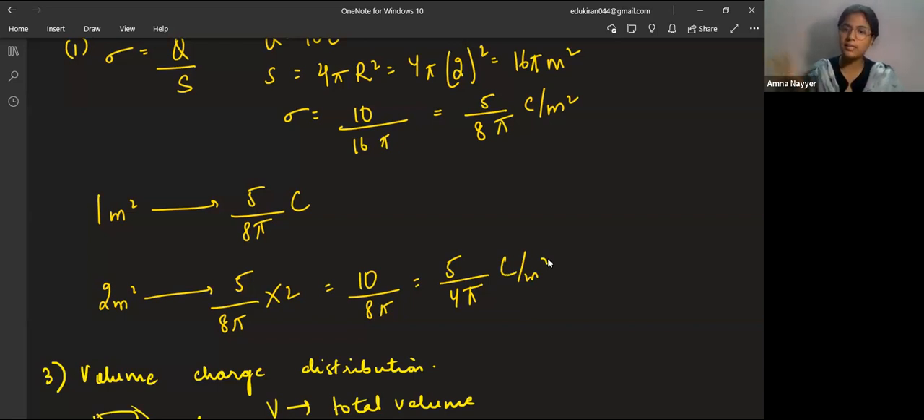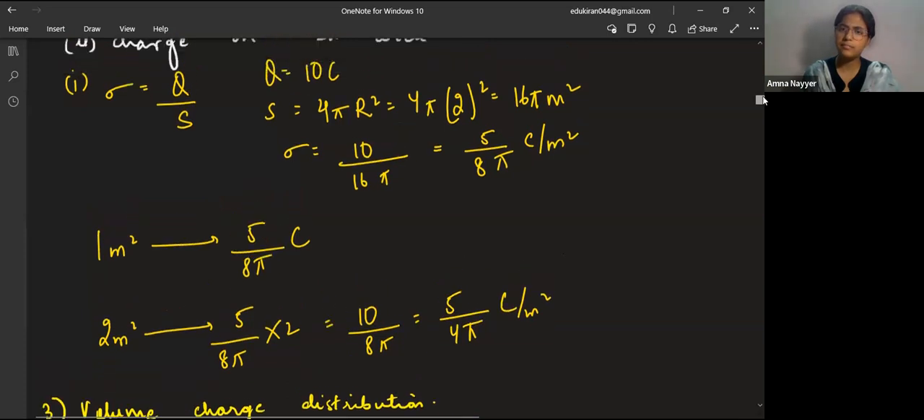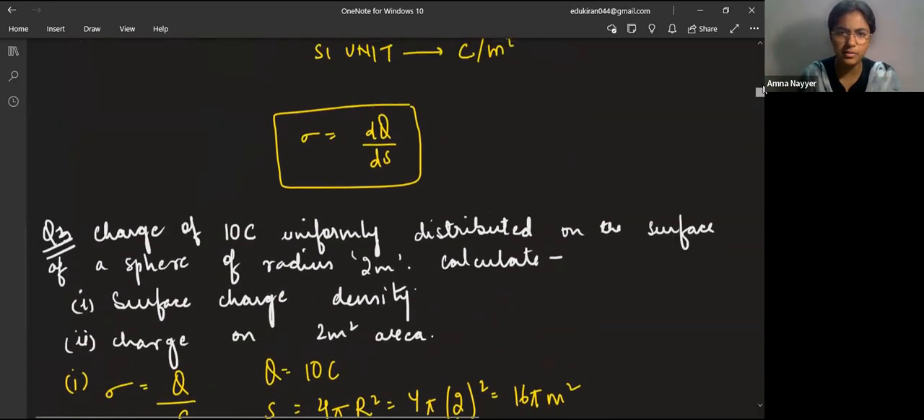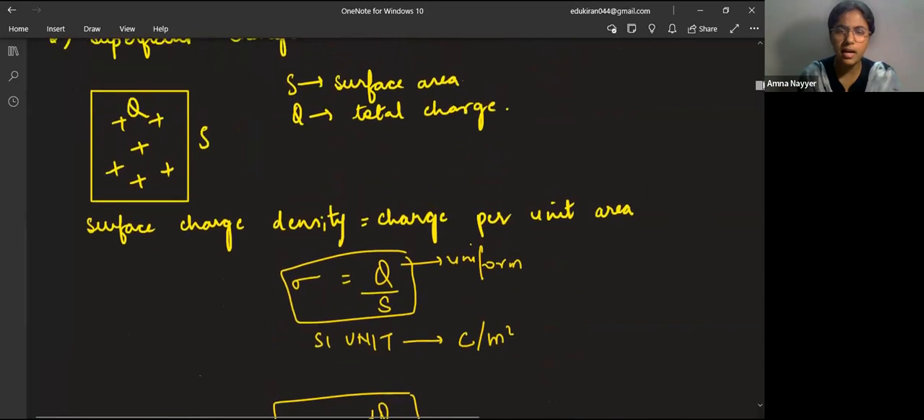Right, so 1 meter square has this much charge, so 2 meter square will have this much. This is how you write it, similar to what you have studied in the first one. Quickly note it so that we can start with the last one.